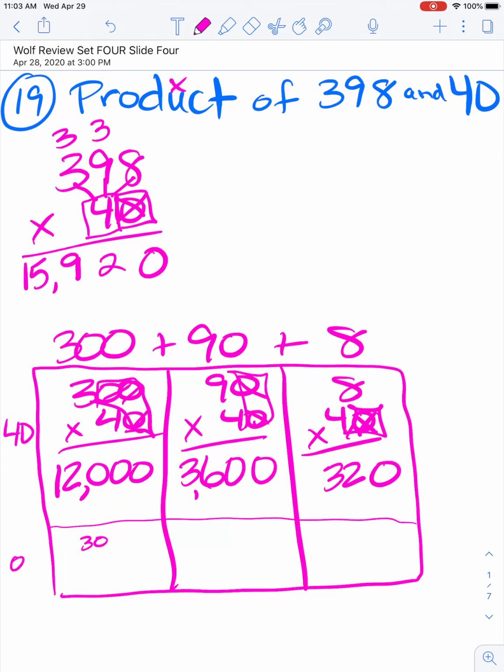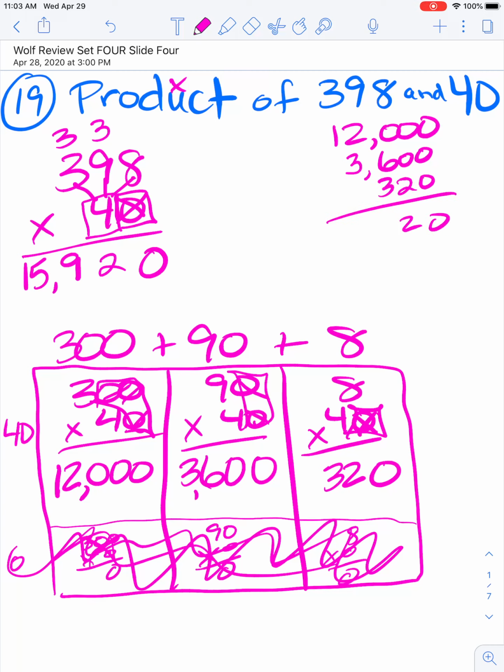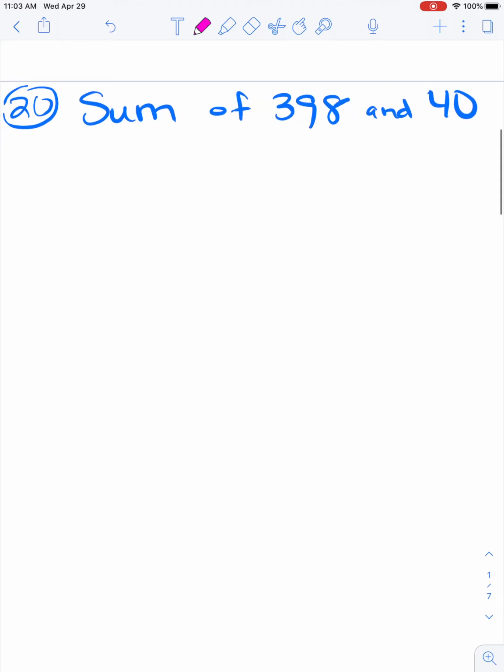Now, if I wanted to do the 0 here, look what would have happened. I would have had 300 times 0. Well, anything times 0 is 0. 90 times 0, 0. So we would be adding 0 each time. 8 times 0 is 0. So 40 plus 0 really didn't make sense. So you really didn't need to do that step. Okay, I'm going to take my partial products because they are part of the product, and I'm going to add them. And we get the same product.